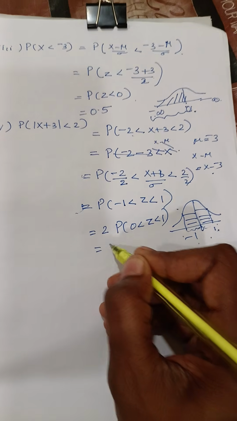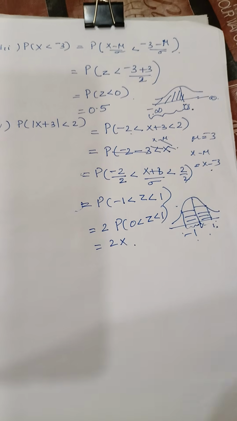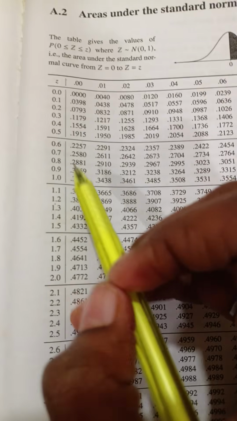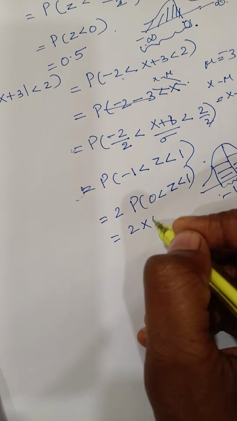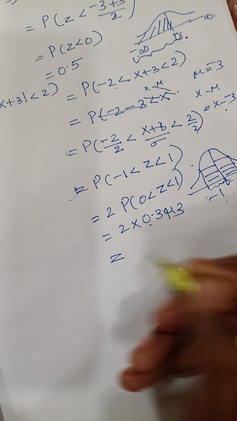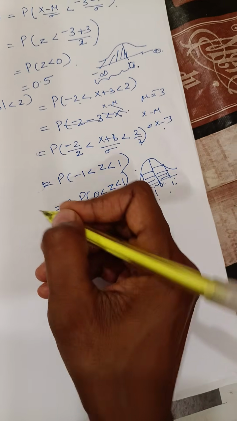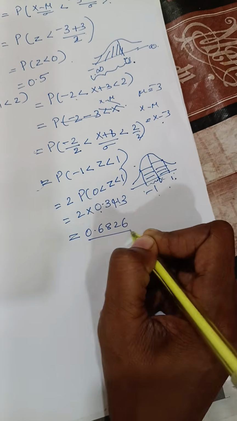So which is equal to 2 into, now let's see what is the probability from 0 to 1 in the table. So probability from 0 to 1 is 0.3413. So we can substitute that, 2 into 0.3413. So the final answer is 0.6826.